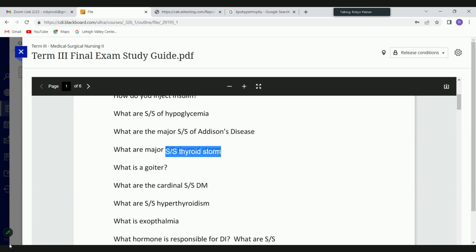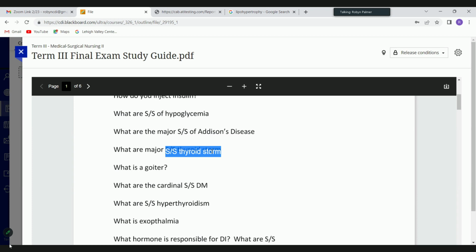What are some signs and symptoms of thyroid storm? We just talked about this a second ago. High BP, increased temperature, tachycardia. Think of a person who has hyperthyroidism. They're jittery, right? Their thyroid hormones are secreting a lot.